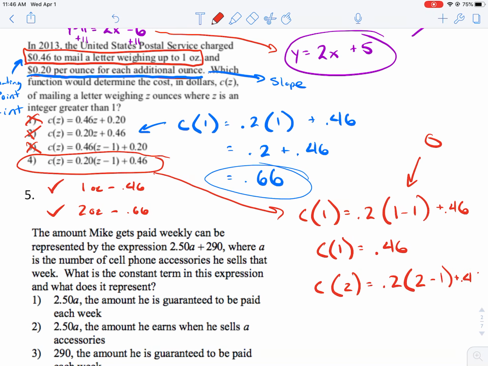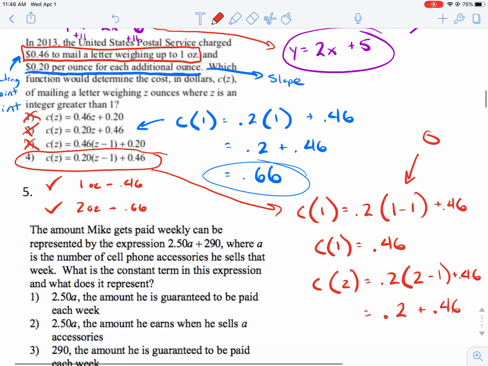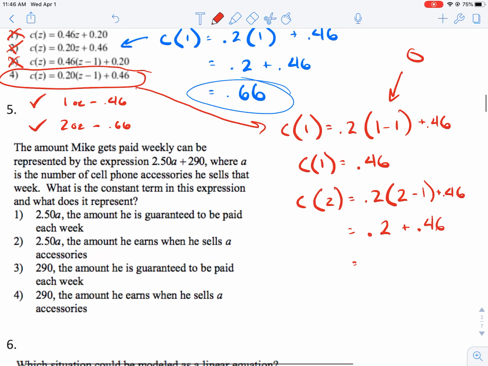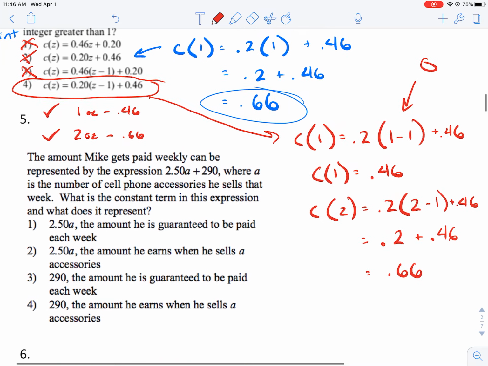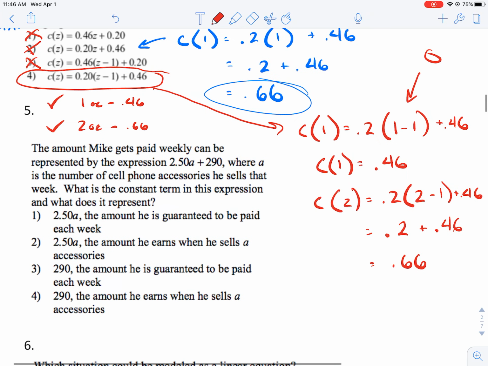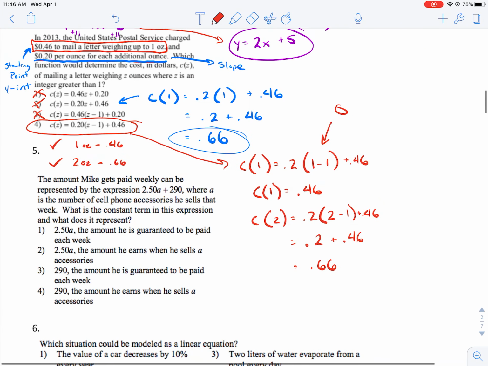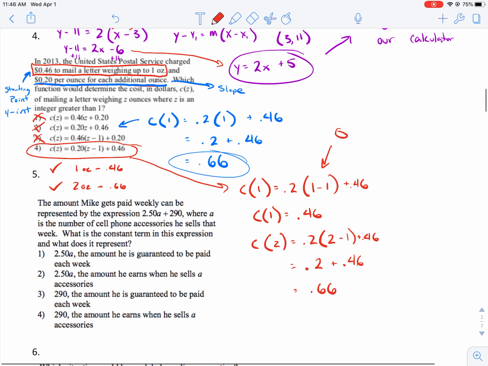Let's look at 2 ounces. So anywhere I see a z, I'm going to put a 2. And so here, 2 minus 1 is 1, and 1 times 0.2 is 0.2 plus 0.46, which is equal to 66 cents. And so that one checks out as well.